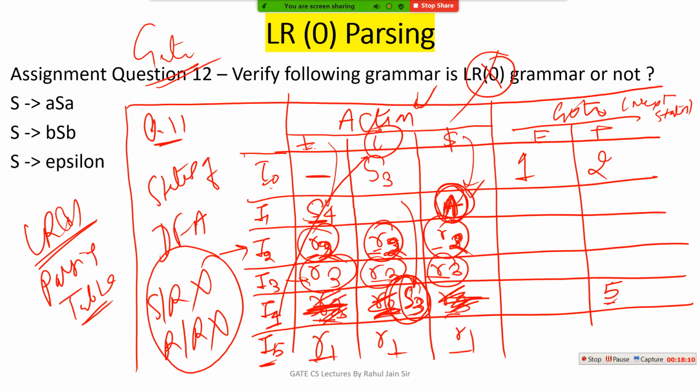Please answer me. Did you get the concept? This is the very simplest question. Please respond to me in the chat box. Did you get question number 12? Why is it not LR0? Good.